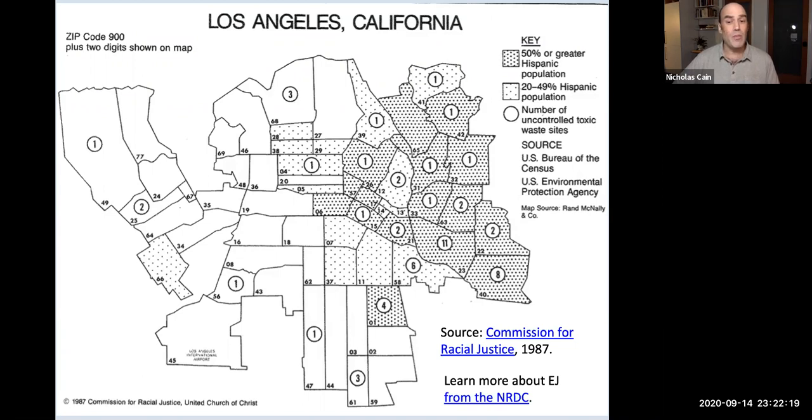The report by the Commission for Racial Justice is a really interesting read to this day, and there's a link to it there. And the Natural Resources Defense Council has a great site on environmental justice and mapping, and I've linked to it as well in the PowerPoint here.